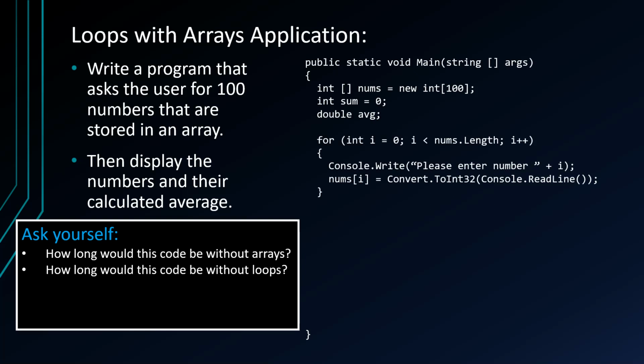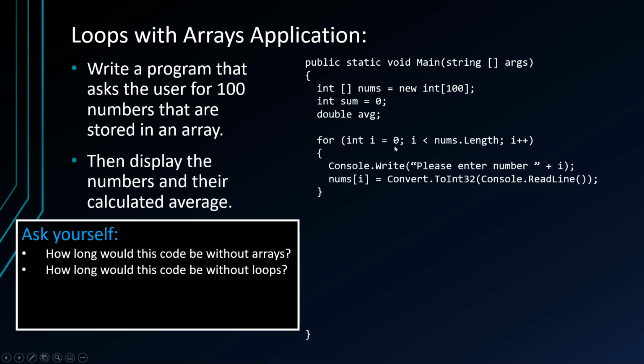Now, looking at this, the first thing I need to do is get the data from the user, because I'm asking the user for 100 numbers. Now, I don't want to do this one at a time. I don't want to ask them one at a time. I want to loop through it. So here I've created a loop, and this loop is doing the same thing we did on the previous slide. I'm going to use I as my index into the array.